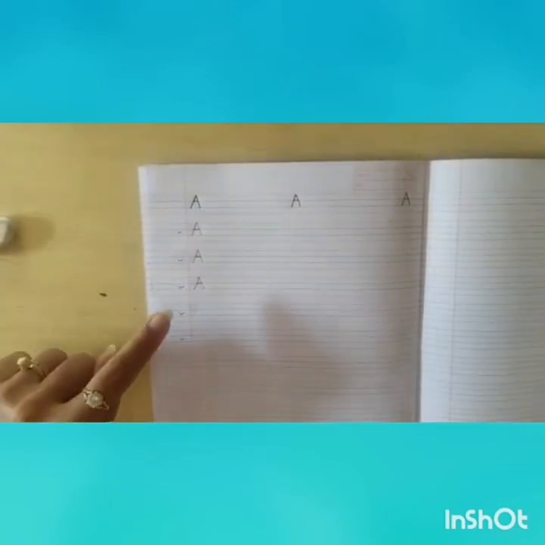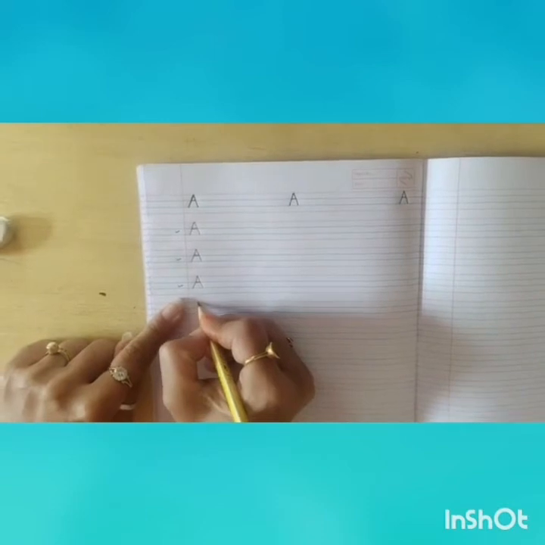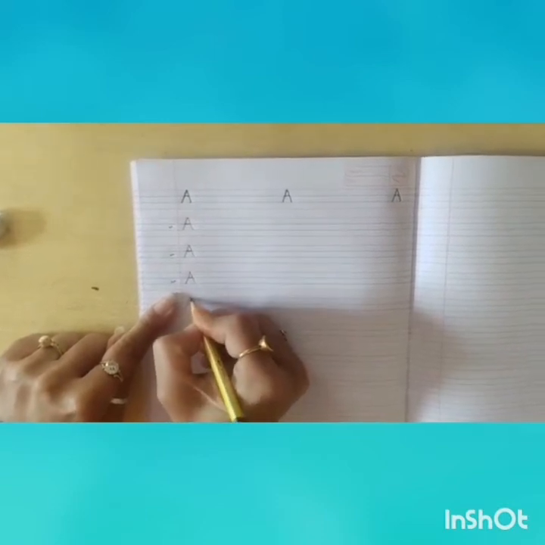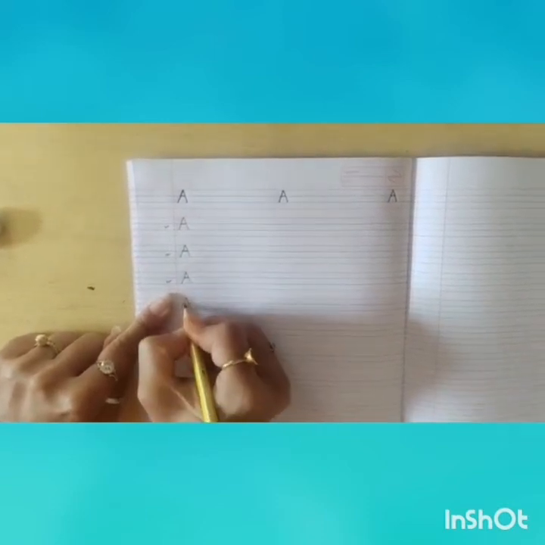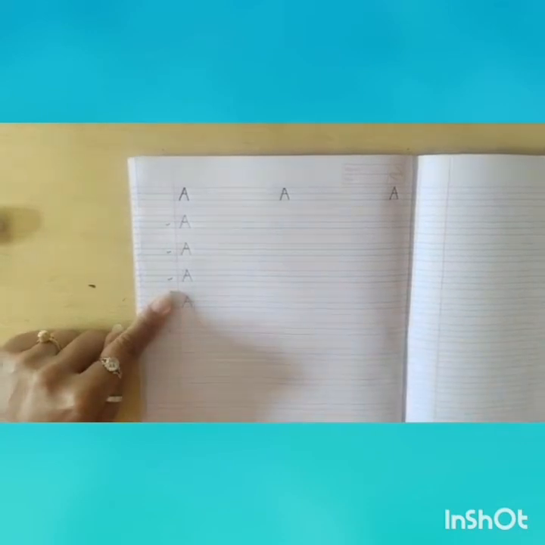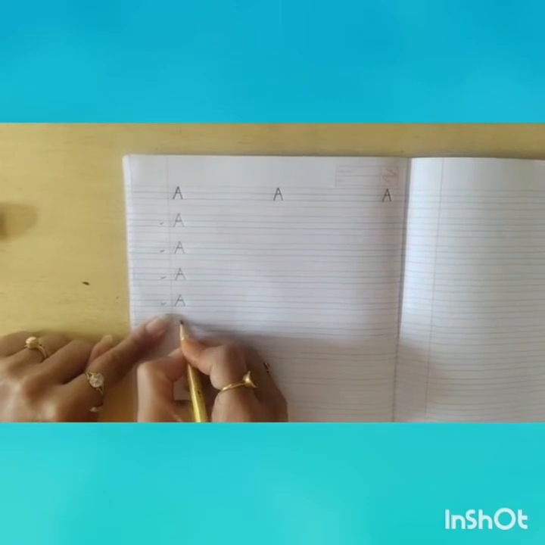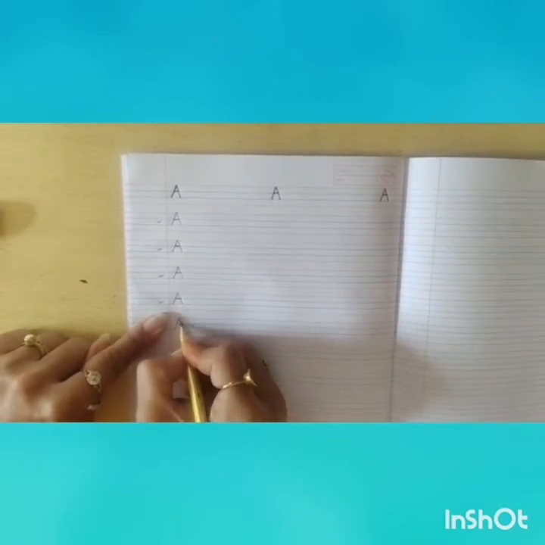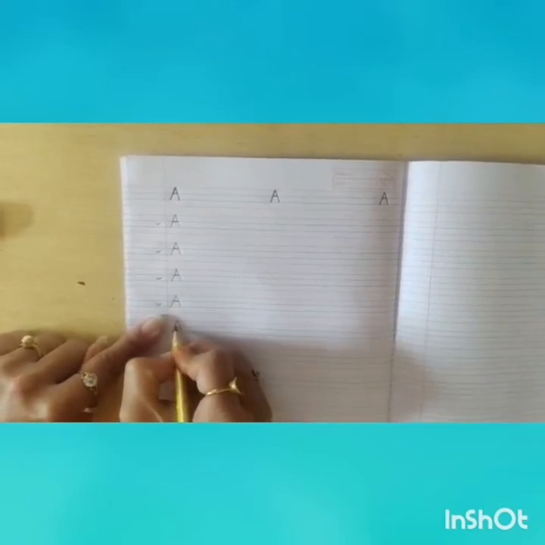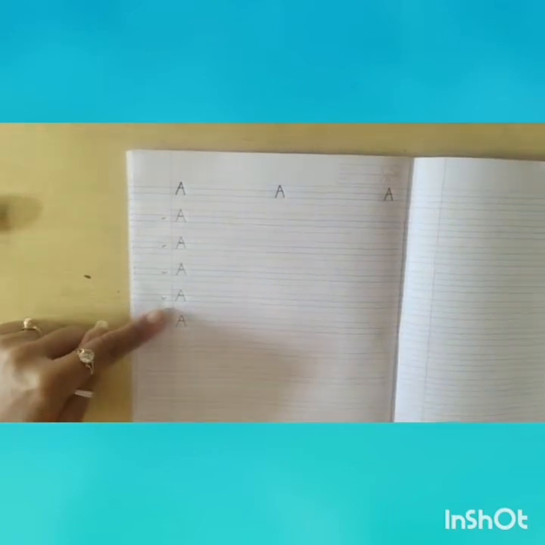Now put your pointer finger on fourth tick. Slanting line, opposite slanting line, and sleeping line, capital letter A. Then fifth tick. Slanting line, opposite slanting line, and sleeping line, capital letter A.